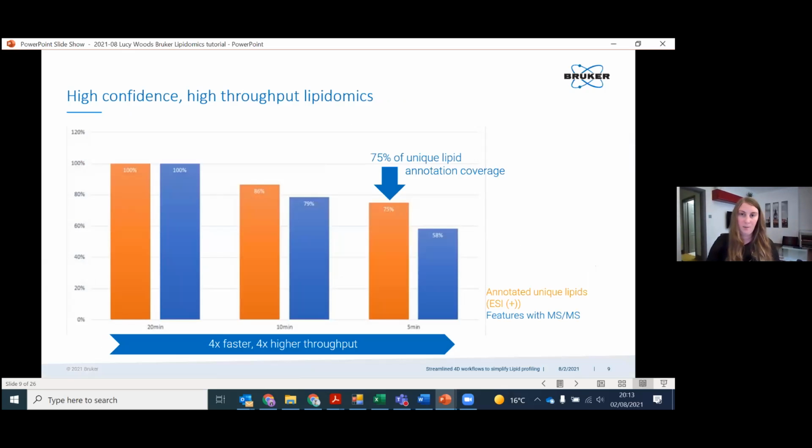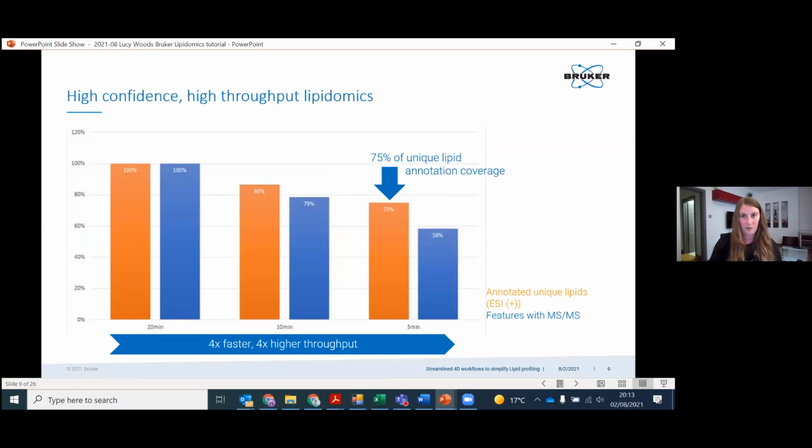So in using this very fast method of acquiring MSMS, another advantage that we have is that we can increase the throughput. So these 3 different experiments here were conducted with a throughput of a 20-minute gradient, moving to a 10-minute gradient to a 5-minute gradient. And we analyzed how many different lipids could be annotated.